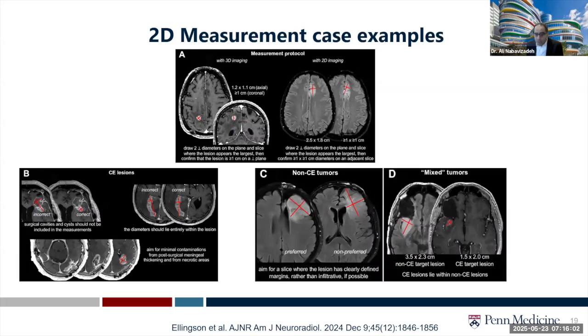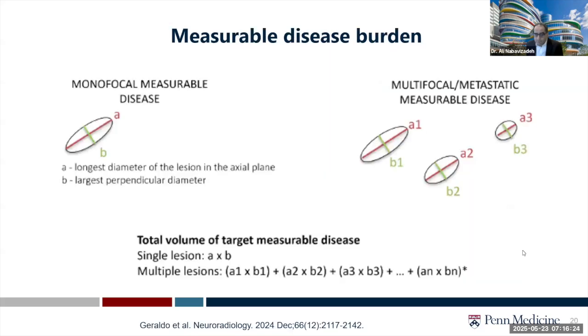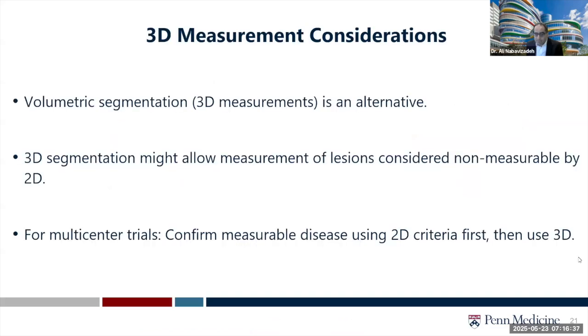For non-contrast enhancing tumor, focus on a part of the tumor that has well-defined margins, like this one, compared to this one, which has a poorly defined margin that kind of blurs with normal brain. And if it's a mixed tumor, we need to measure both components, the non-enhancing component and the enhancing component, as target lesions. Again, if you have one measurable lesion, that's easy, 2 perpendicular diameters. If you have multiple, we just measure every one and add them together.